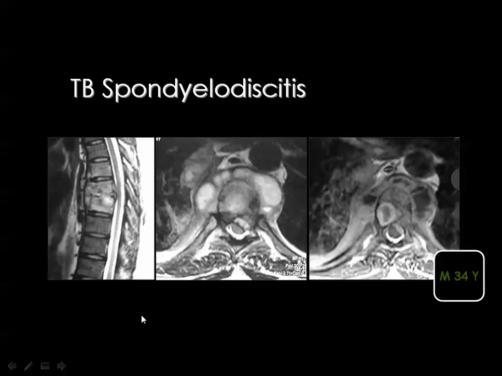Then by MRI, it is an easy diagnosis where you can see the disc space is affected and the above and below vertebrae are also involved, with the presence of intraspinal inflammatory granulation tissue as well as prevertebral inflammatory granulation tissue and abscess formation. In the T2 weighted image, you see the collection which is extending in the prevertebral space. In the T1 post contrast, you can see the multilocular appearance with thick enhancing margins.